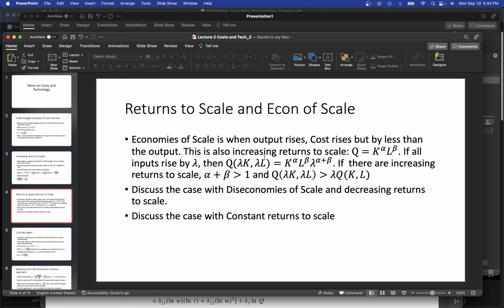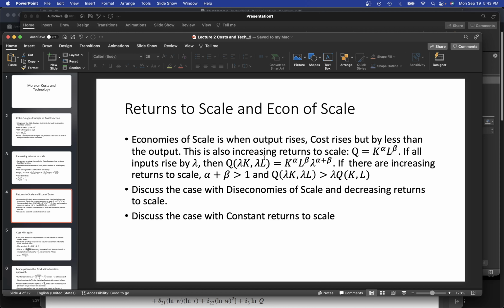In this case, if all inputs rise by lambda, then you just multiply each K and L by the same lambda. Then you can extract the lambda, and the lambda will be to the power alpha plus beta. If there are increasing returns to scale, alpha plus beta is greater than 1, and Q with each capital and labor input raised by lambda is in fact greater than the old K and L output scaled up by lambda.